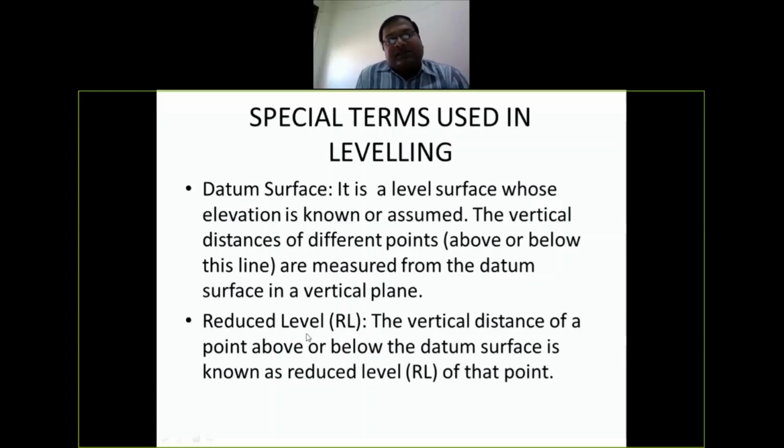The second one is reduced level, the short form is RL. What is the meaning of that? The vertical distance of a point above or below the datum surface is known as the reduced level of that particular point.